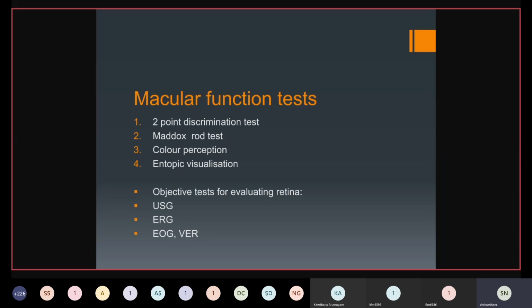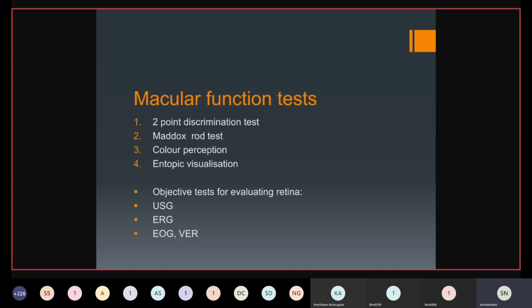So the test is the 2-point discrimination test. I think I've already explained the procedure. We follow the rule of two. Again, we make the patient sit in a dim lit room, and we occlude one eye and examine the other eye.